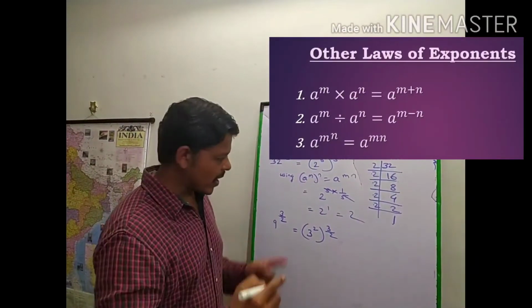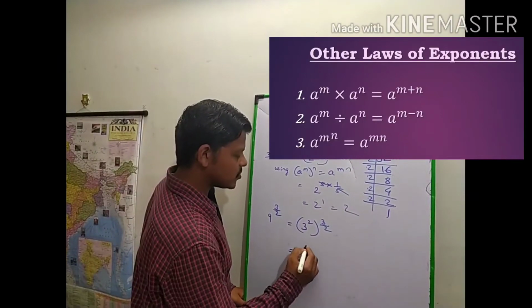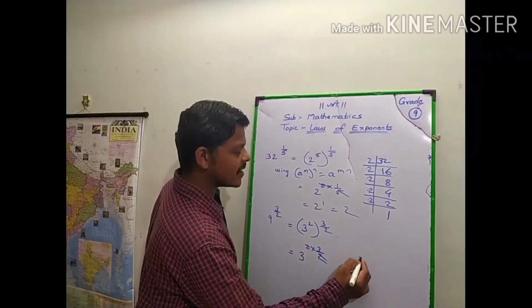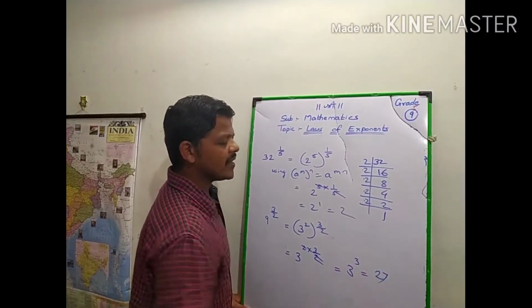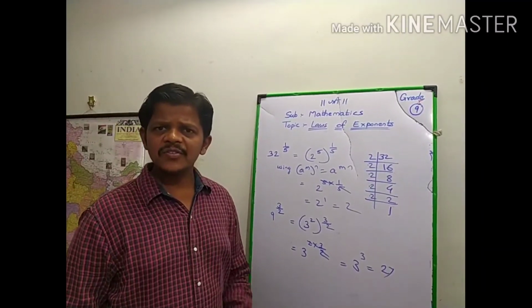Again, a raised to m raised to n is a raised to mn. So 3 raised to 2 into 3 upon 2. 2 and 2 get cancelled. 3 raised to 3, 27 comes out to be the answer. It is going to be simple and straightforward.